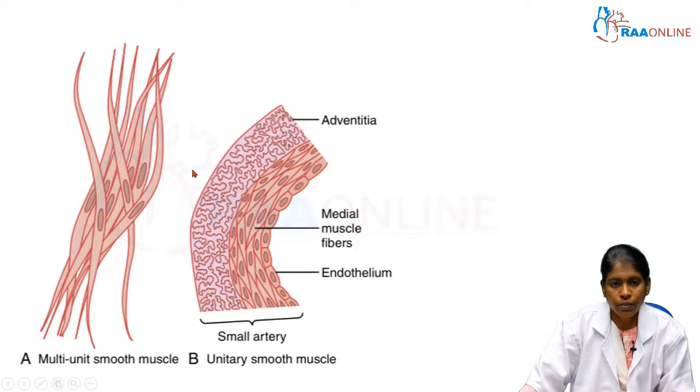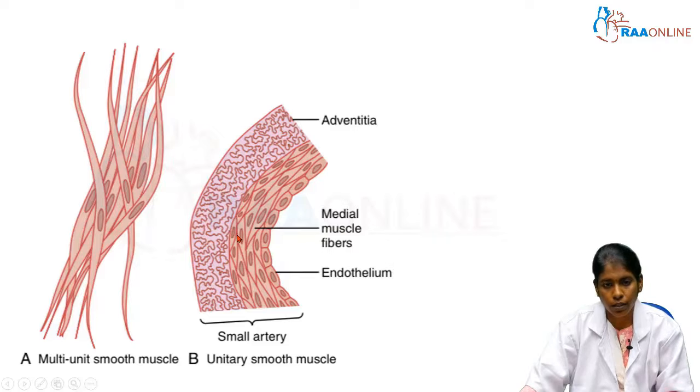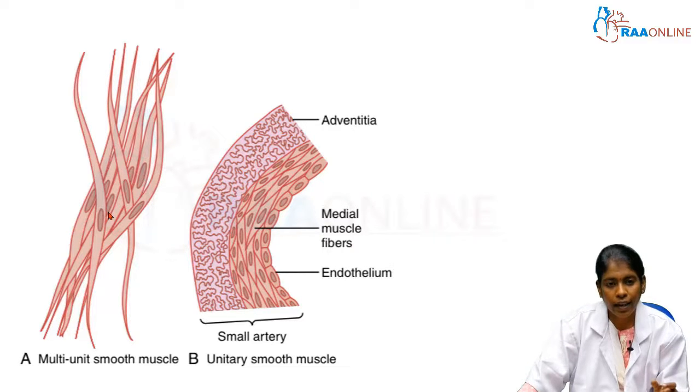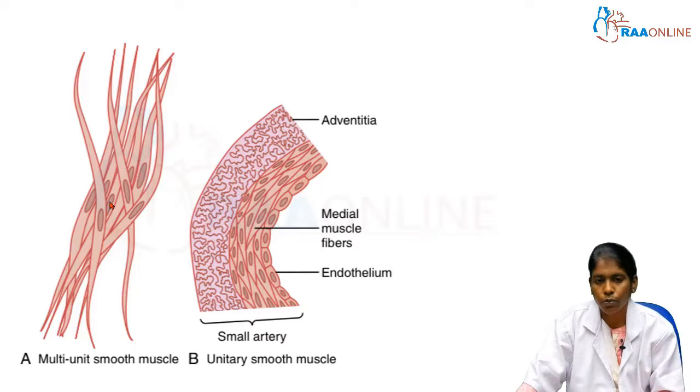So, there are two types of smooth muscle. One is multi-unit smooth muscle, the other is unitary smooth muscle. Multi-unit smooth muscle consists of discrete muscle fibers, and as you can see, these muscle fibers are not interconnected, and each muscle fiber is separately innervated by a nerve, and each muscle fiber will contract independently of each other. So, that is the characteristic feature of multi-unit smooth muscle.